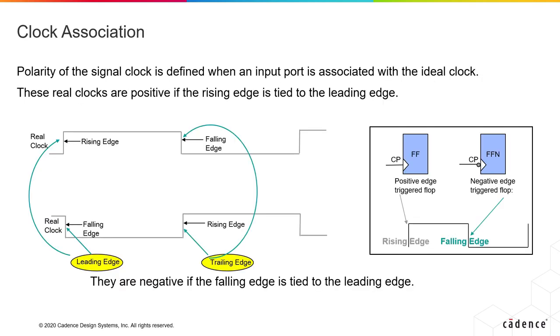When you associate those ideal clocks with an actual port, if the port is driving only positive edge triggered flops, then a rising edge can be set for the initial leading edge of the clock, and if the port is driving negative edge triggered flops, then a falling edge can be the leading edge. If you have a mixed bag of positive and negative edge triggered flops in your design, it is best to define separate clocks for the two types of flops. Otherwise, it requires a very careful analysis of the various launch and capture edges of the clock to determine proper storage of data into the flops.